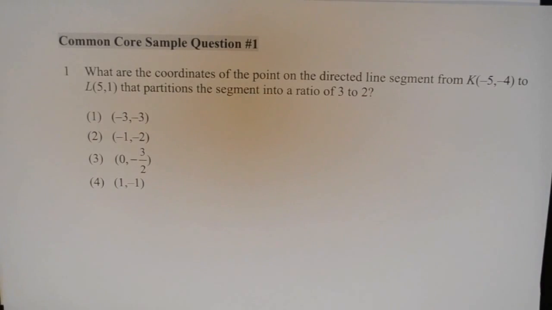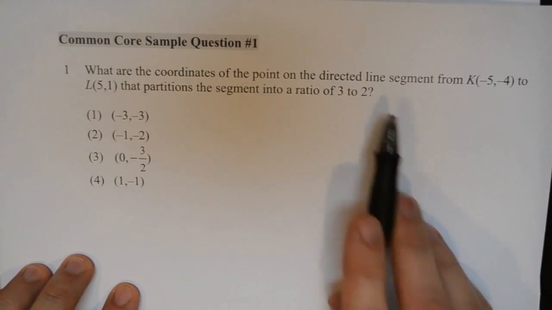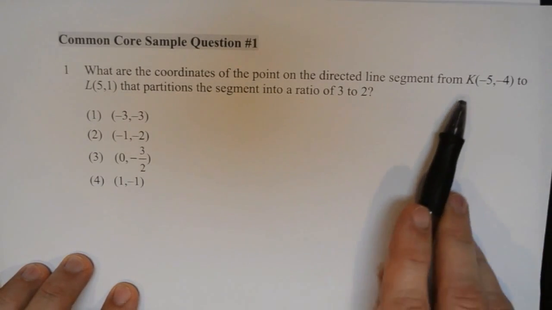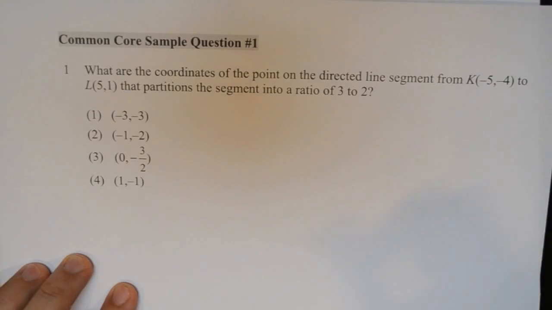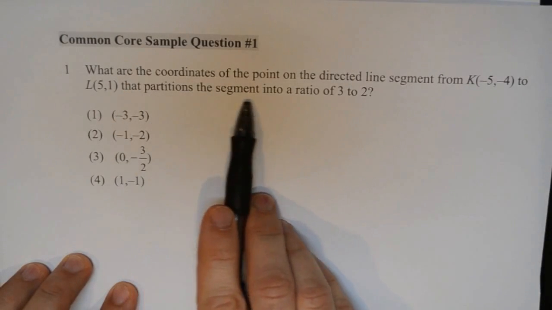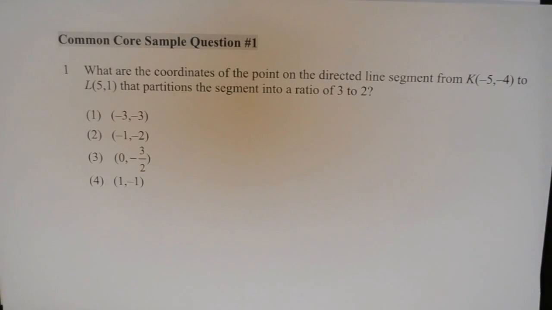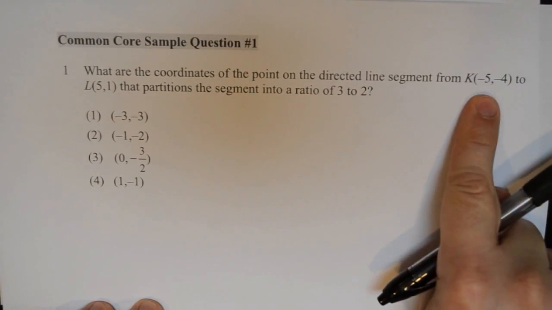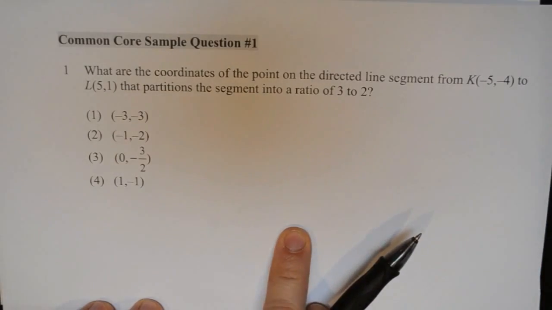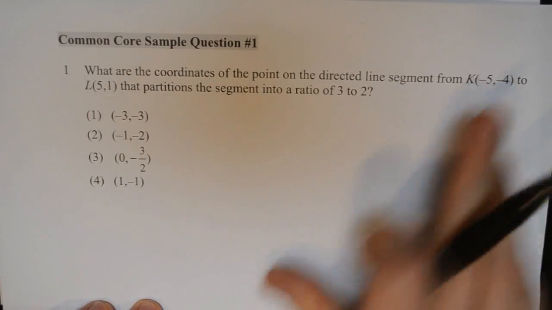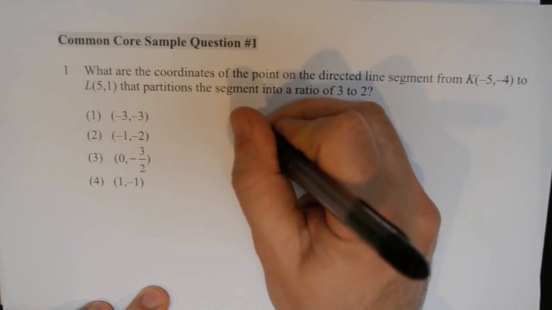Here we have a question asking us to find the coordinates of a point on a directed line segment. Okay, so that just means it starts at K and goes to L. It has a direction. That partitions the segment into a ratio of 3 to 2. So the first thing I want to do is draw a picture for this. Anytime I can create a picture in geometry, that's a good strategy. Since K, (-5, -4) is down in quadrant 3, and L, (5, 1) is up in quadrant 1, I'm going to need the whole 4 quadrants.